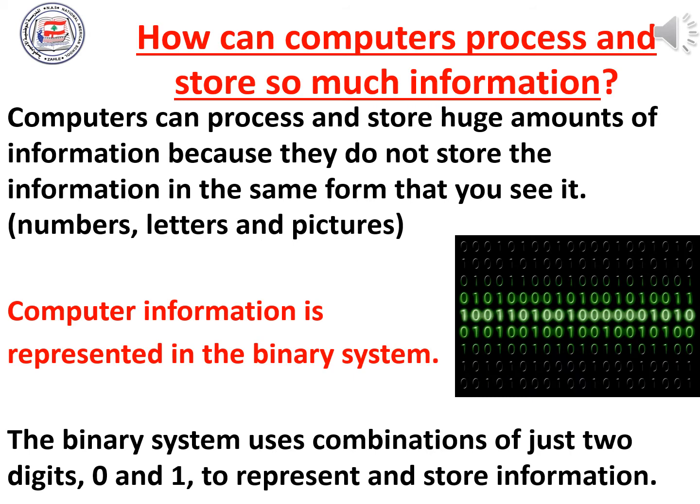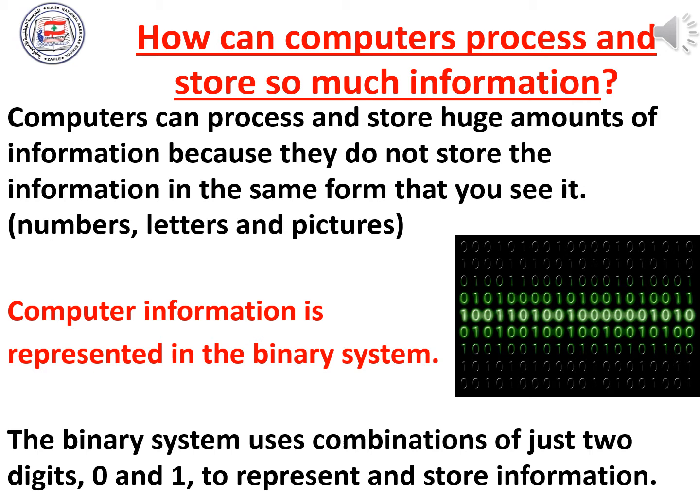How can computers process and store so much information? Of course, all of you have a lot of information on your computers, a lot of folders, pictures, videos, documents, music. Computers can process and store this huge amount of information because they do not store the information in the same form that you see it, numbers, letters, and pictures. Computer information is represented in a system called the binary system.